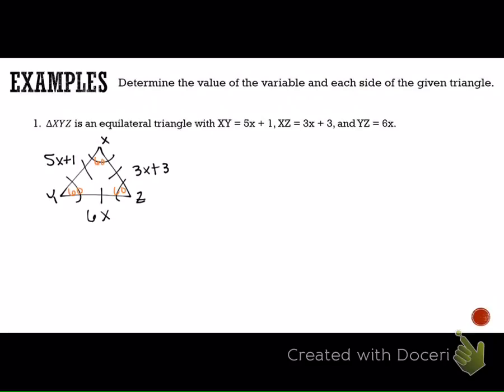What could I do to figure this one out? Please do not tell me add up all the sides and set it equal to 180, because these are not angles. Devin. Since all the sides are congruent, you could do 5x plus 1 equals 3x plus 3. Yep, just choose any two of the sides and set them equal to each other. You could have done 6x equals 3x plus 3, or 6x equals 5x plus 1. It doesn't matter. All three sides are the same.